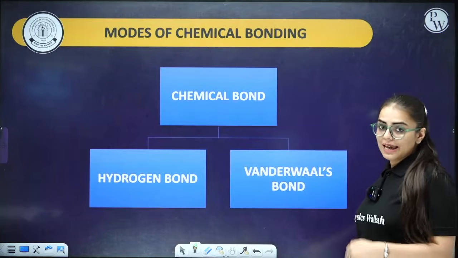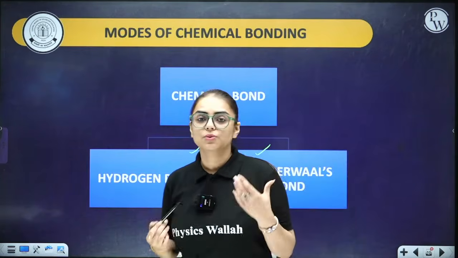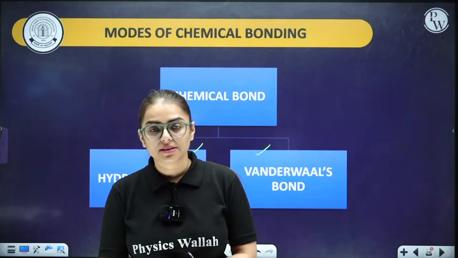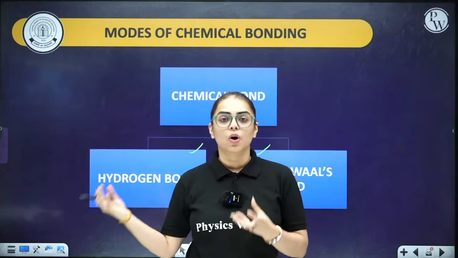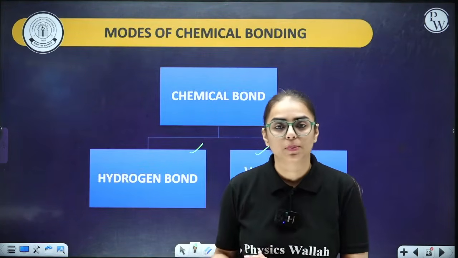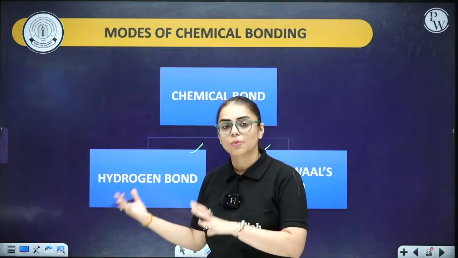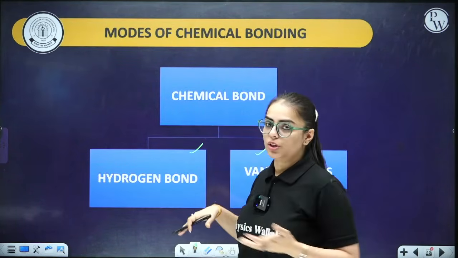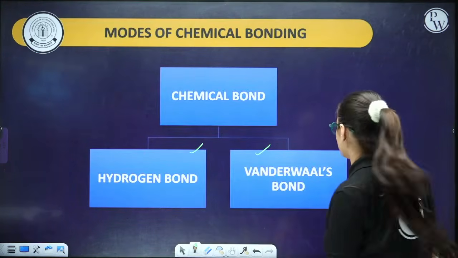Also, there are the hydrogen bond and the van der Waals bond. Hydrogen bond and van der Waals force are basically intermolecular bonds. The other ones, ionic bond, covalent bond and metallic bond, are interatomic bonds. When the bonds are seen between atoms, they are interatomic. When the bonds are seen between molecules, they are intermolecular. One by one we will understand them in the upcoming sessions.